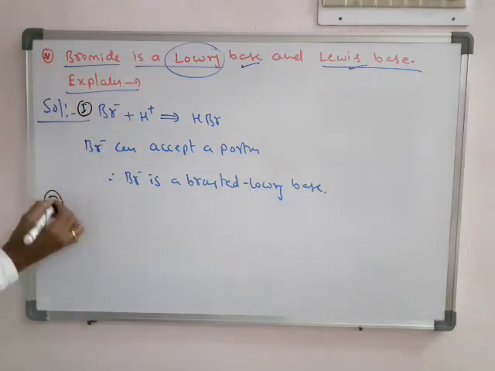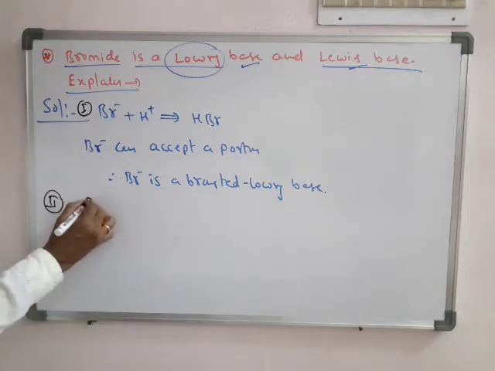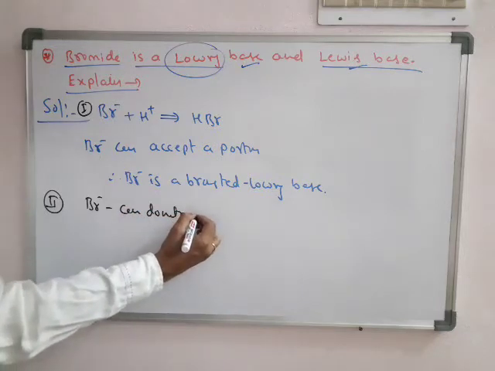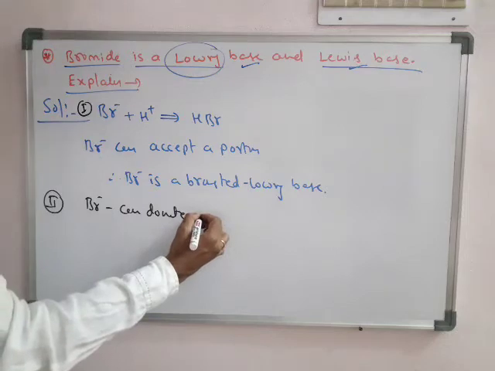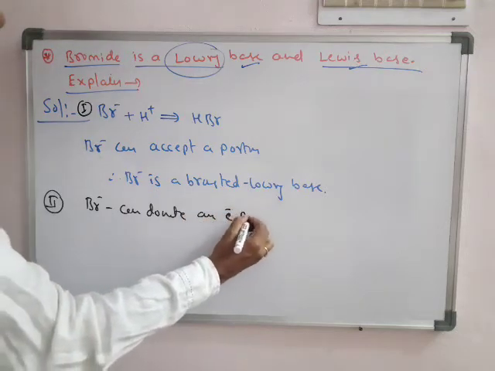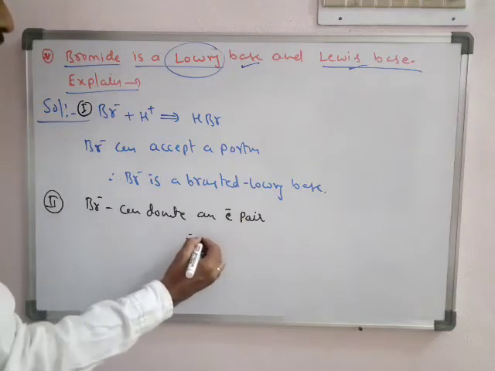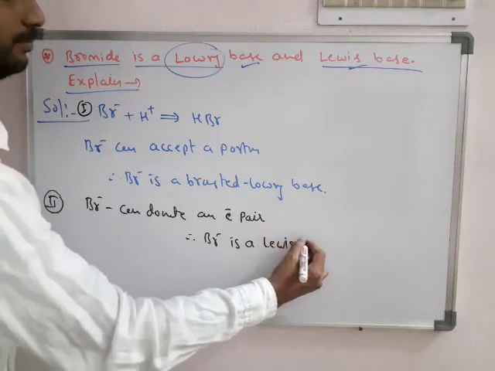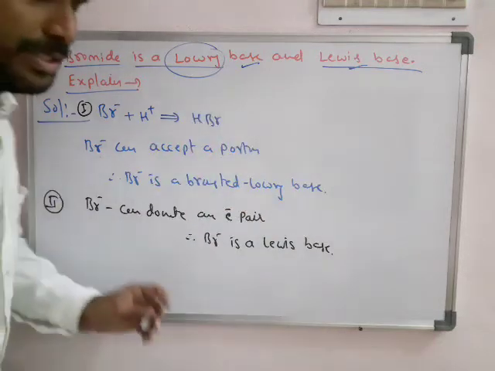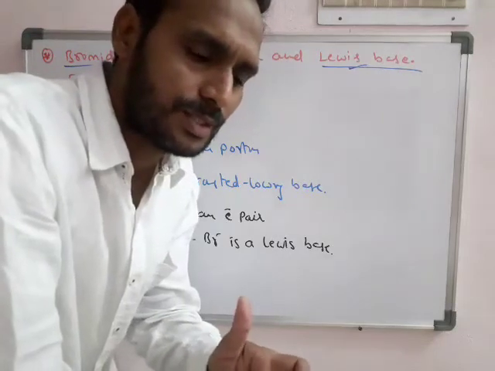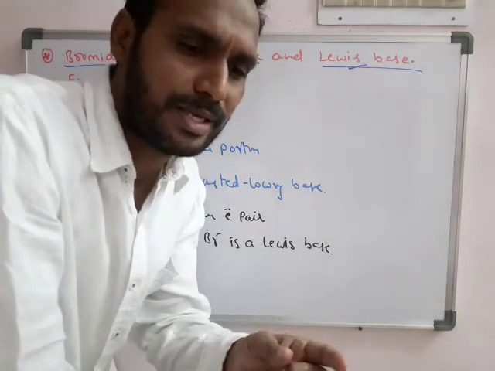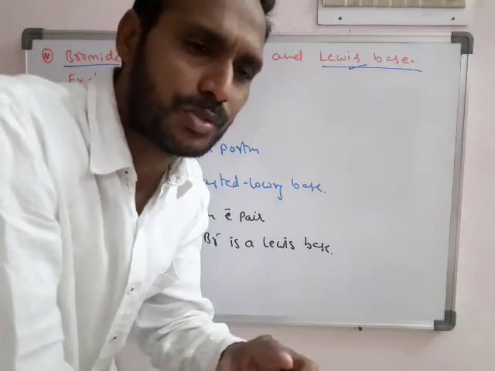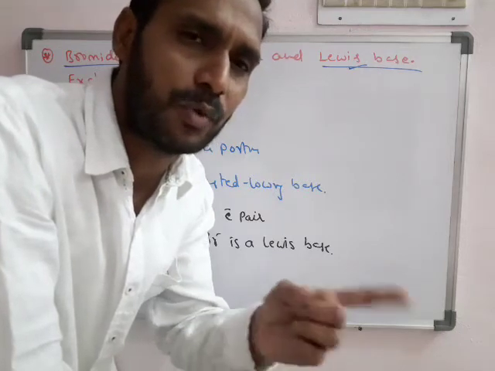If you see the second case, it works as a Lewis base, simply Br minus. Br minus can donate an electron pair, so therefore Br minus is a Lewis base. Some acids or some bases can be explained with the help of Lewis theory and also Brønsted theory, but very rare compounds can be explained with the help of only one theory.